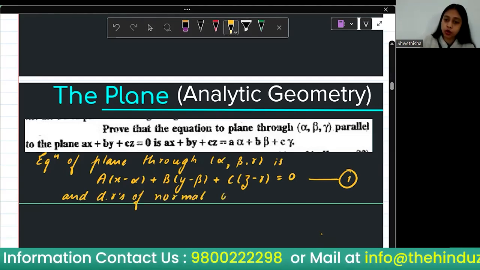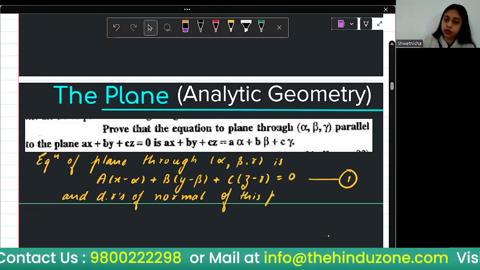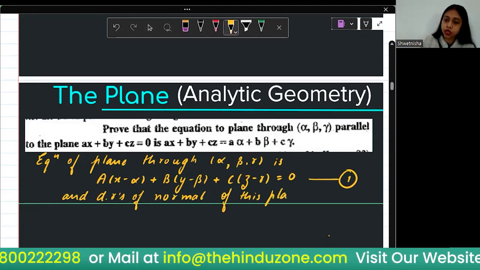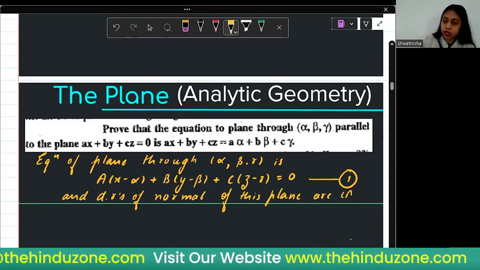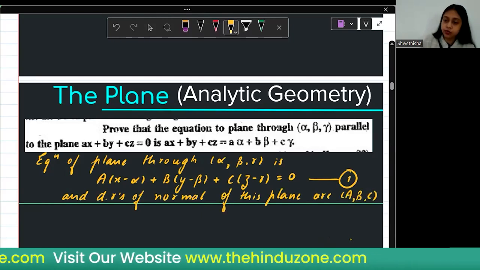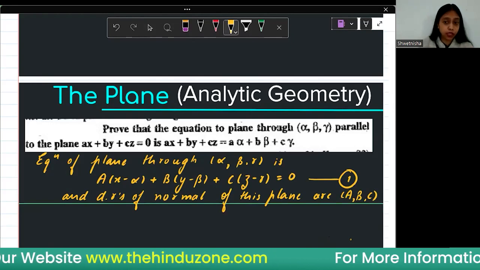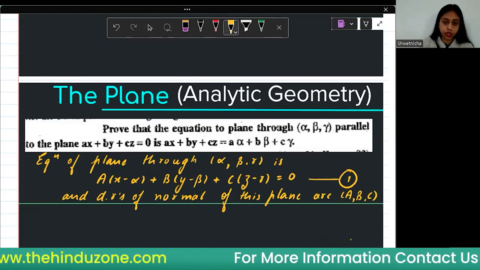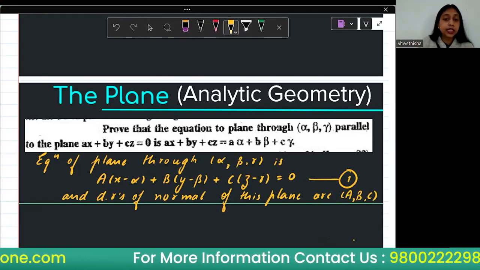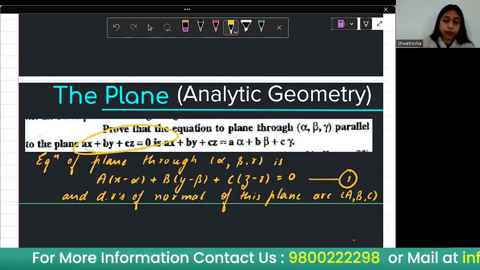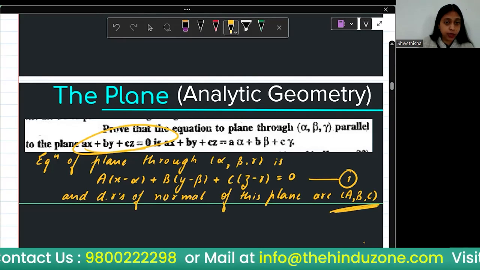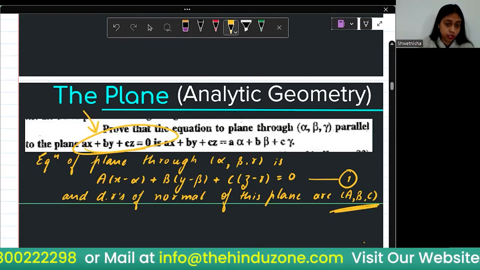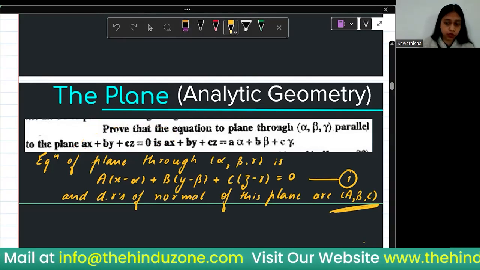Direction ratios of the normal of this plane are A, B and C. Obviously, these are the coefficients of x, y, z in equation number 1. So these are the direction ratios. Now it says it is parallel to another plane. So the direction ratio of the normal of this plane is capital A, capital B, capital C, and the direction ratio of the normal of the other plane is small a, small b, small c.